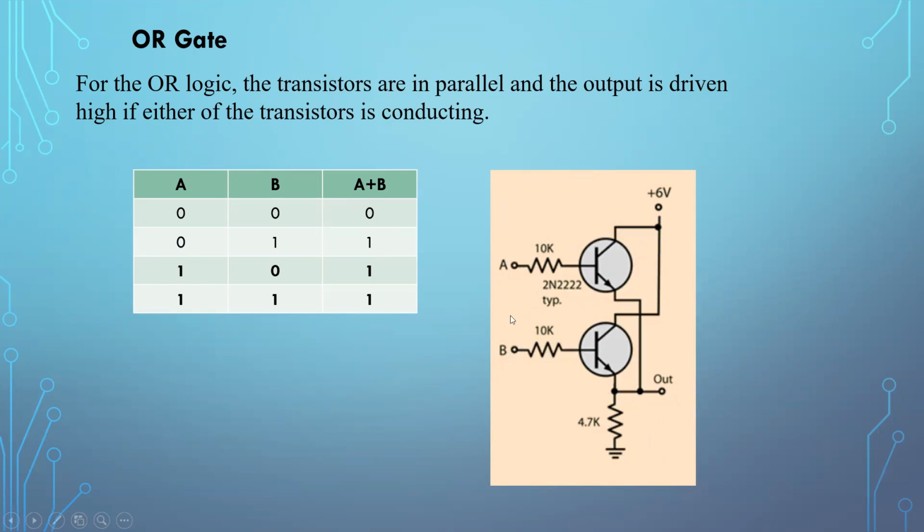Similarly, when both are high, there will be no voltage drop across VCE, because the base voltage is high enough to make the transistor go into saturation. So the voltage drop across VCE will be 0, and the full voltage, almost 6 volts, will come to the output. So high gives you high. This is the OR gate implementation using a transistor.